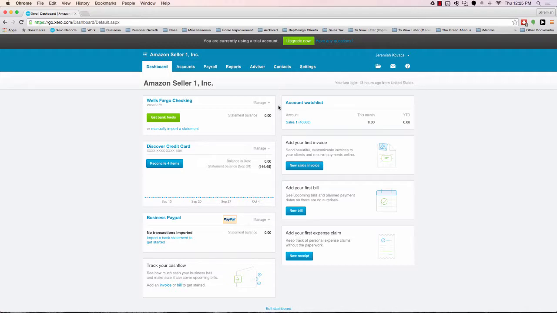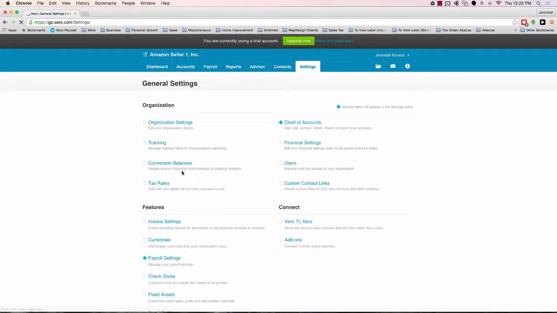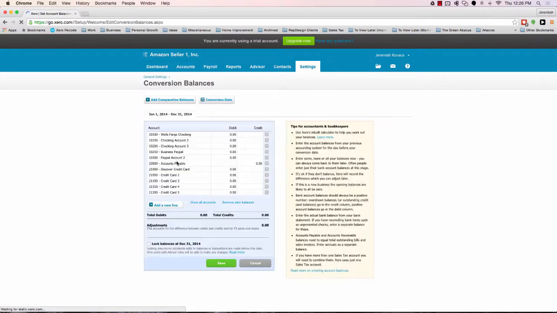So when you started setting up Xero, you set a date, and I believe it's a month and a year, that you wanted to begin processing transactions within Xero. And if you're not quite sure what that date is, you can go to Settings at the top, then to General Settings, and the third option here is Conversion Balances.